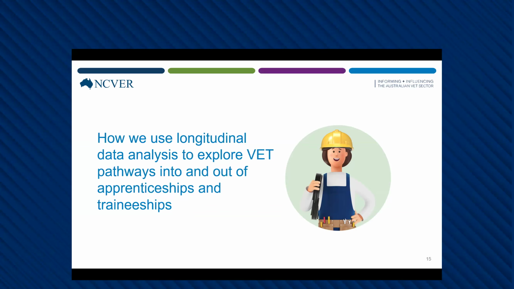So the longitudinal student view that Michelle has just demonstrated allows us to track student pathways within total VET activity. However, in order to examine the pre and post VET pathways and outcomes for apprentices and trainees specifically, we need to link the total VET activity data to the National Apprentice and Trainee Collection. So this next section of the webinar steps through how we've linked these data sets, and I'll also provide an example of a current project that explores the linked data sets to understand apprentice and trainee VET pathways and outcomes.